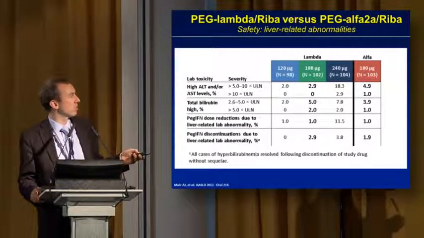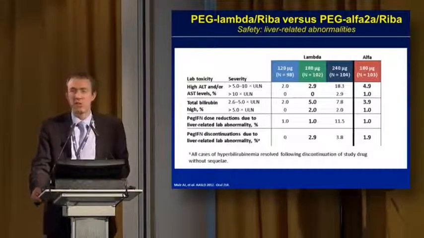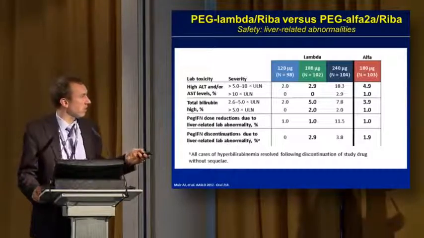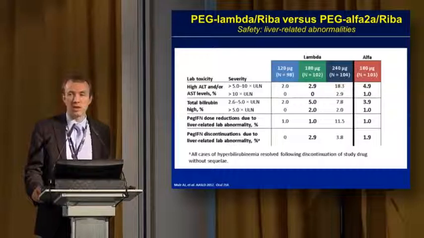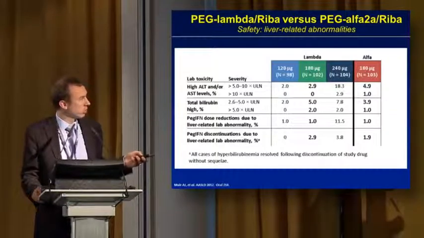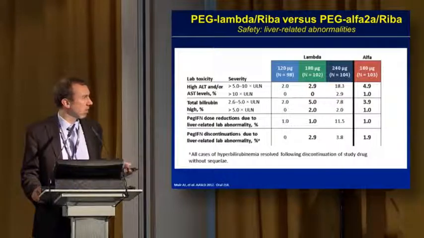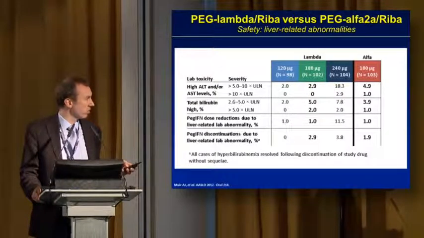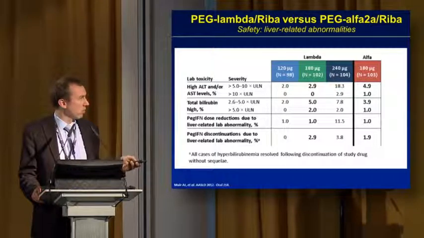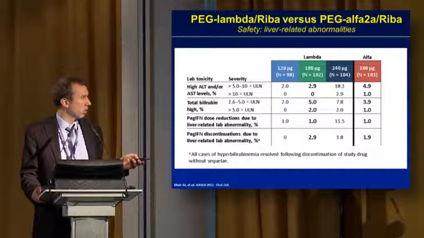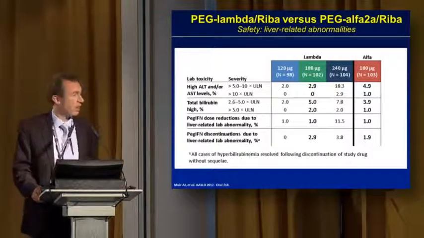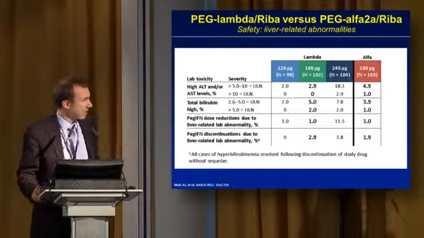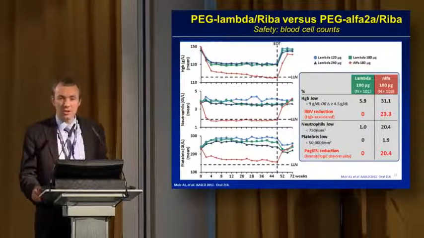Very few patients had higher elevations, but this was the reason why it was decided not to go forward with that higher dose and to reduce the dose to 180 micrograms in this group. And indeed, the 180 micrograms seems to be the optimal dose for these patients, with no significant increase in terms of ALT and also bilirubin in comparison to interferon alpha. Sorry. Next slide then, what about the hematological side effects?